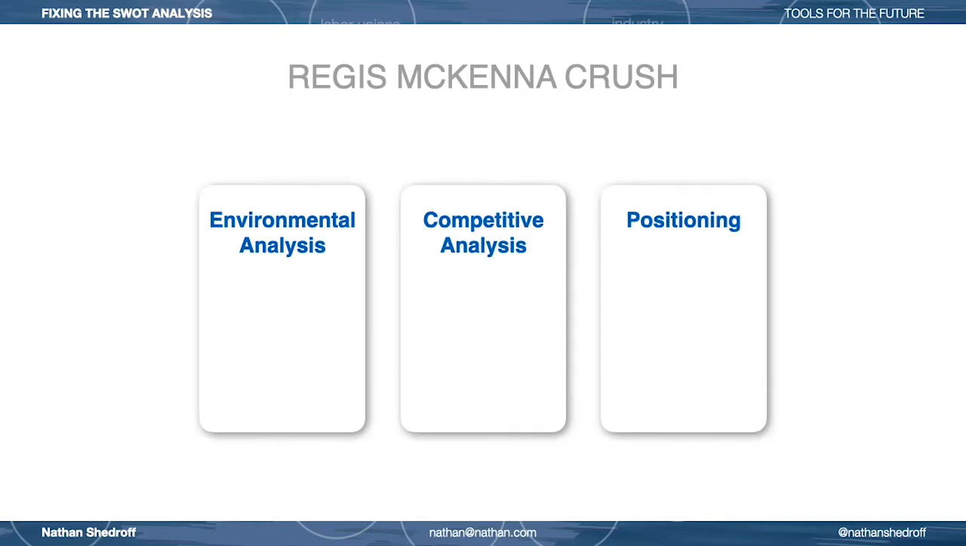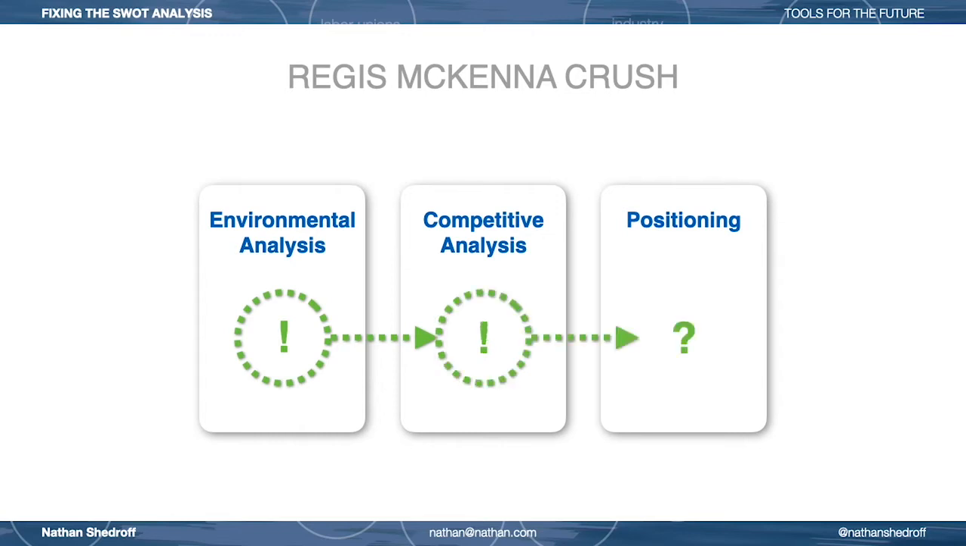The Regis McKenna Crush process narrows everything down to 3 basic steps: environmental analysis, competitive analysis, and positioning. The important thing to understand here is that the outcome of one process becomes the input of another. This is the case all the way to the end. You can see how if you've asked the wrong questions or you've started with the wrong data, you could compound your work and get the wrong answers.